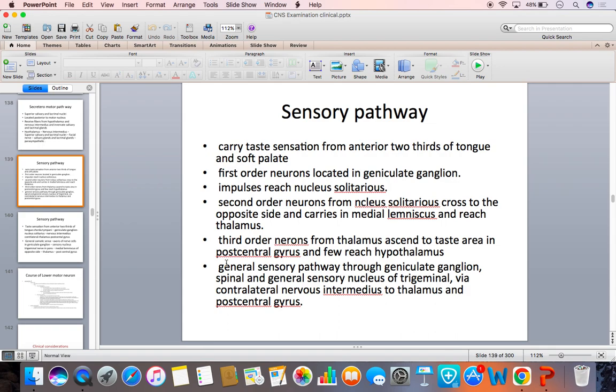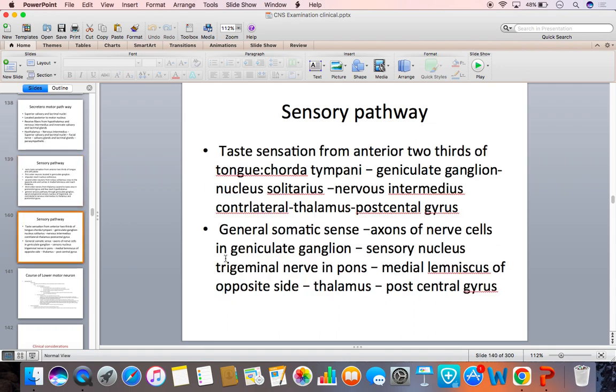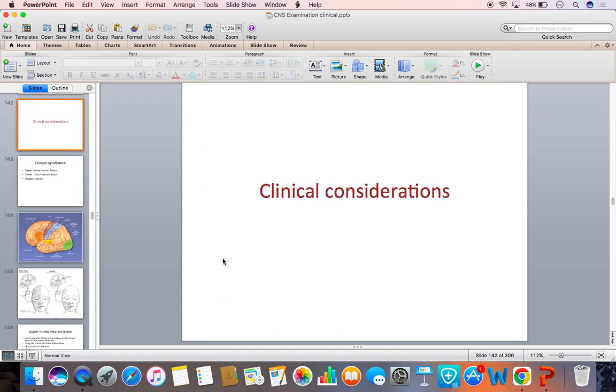Well, the sensory pathway I already explained: the taste from the anterior two-thirds of the tongue and general sensation from the pinna and the external auditory meatus. Let us not repeat again.